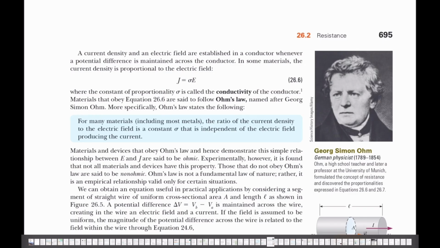Here it is, where the constant of proportionality, sigma, is called the conductivity of the conductor. Materials that obey equation 26.6 are said to follow Ohm's law, named after George Simon Ohm. More specifically, Ohm's law states the following. For many materials, including most metals, the ratio of the current density to the electric field is a constant, sigma, that is independent of the electric field producing the current.